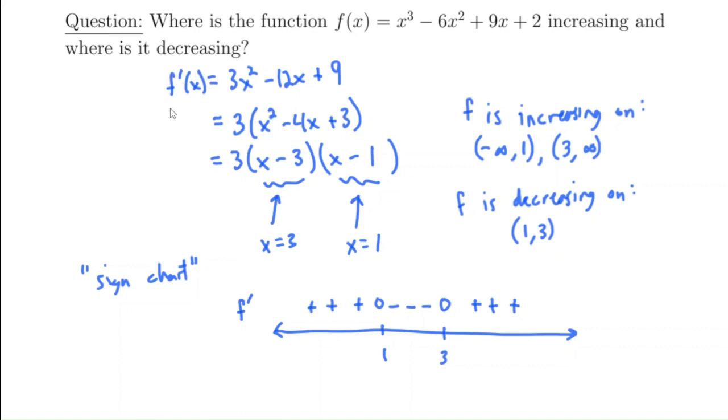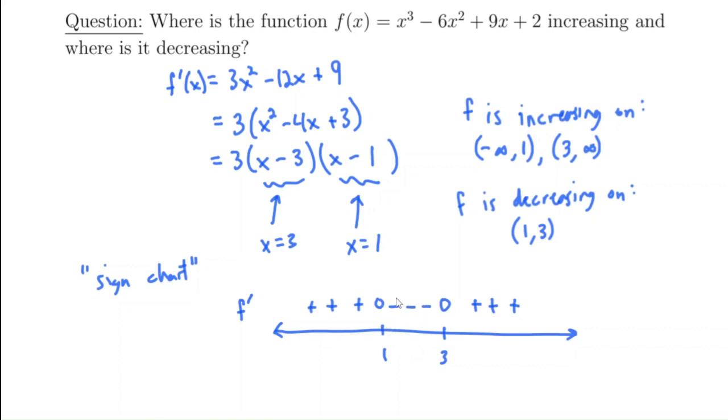We want to find where f prime is positive or negative. To do that, we found our derivative f prime, and then we factored it. And once we factored it, we came up with these two numbers, 3 and 1. Again, these numbers are called critical numbers. And these two numbers are going to partition the whole real line into these three subintervals.